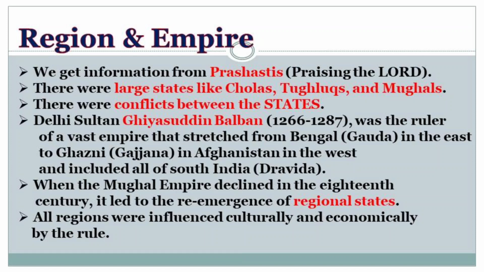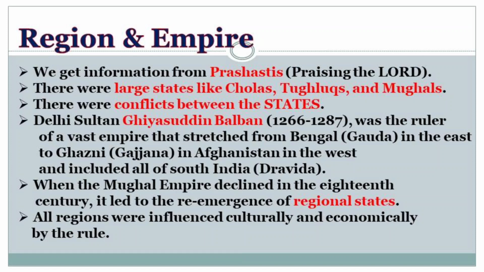During the period from 700 to 1750 Common Era, there were also various empires in various regions. We get information from Prashastis. Prashastis are the books praising various kings. So, by reading various Prashastis, we can get information about various empires or kingdoms. There were large states like the Cholas, Tughlaqs and Mughals, and there were conflicts between all these states.